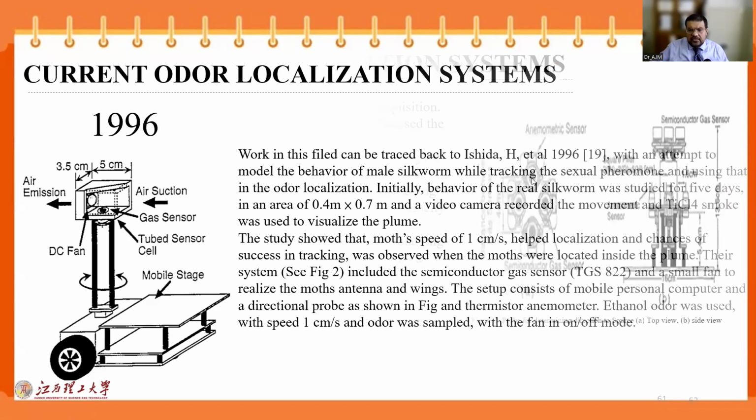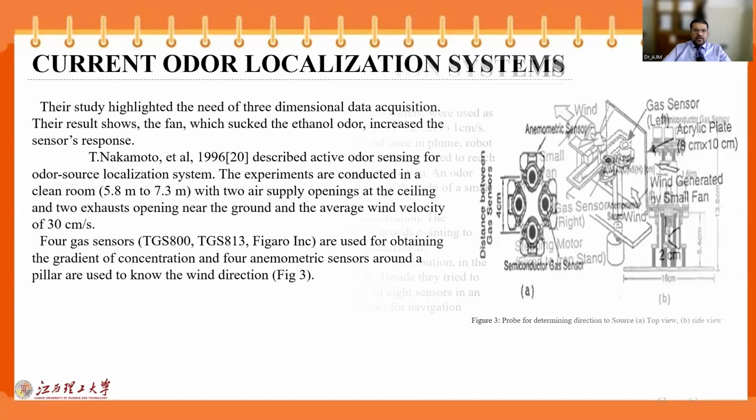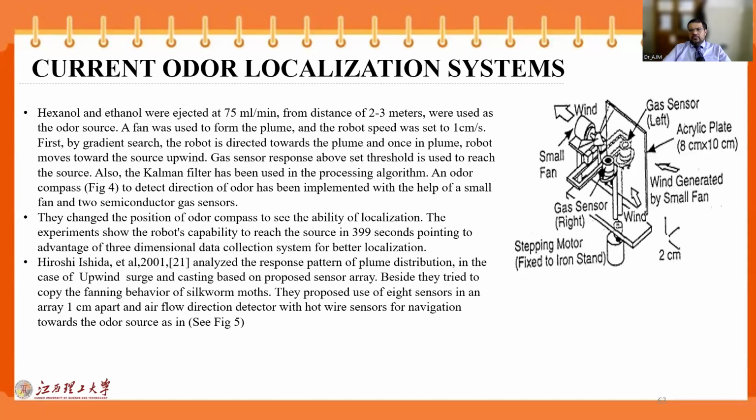Then they thought that instead of one semiconductor gas sensor, they could have more than one. They used four inside a clean room of 5 by 7 meters, and they could detect the gas with the help of TGS gas sensors and follow the gradient of the gas. Even with hexanol and ethanol odors, people started to use gas sensors and wind direction together. This is something that I also use later in my system. This is one of the parts that we can trust.